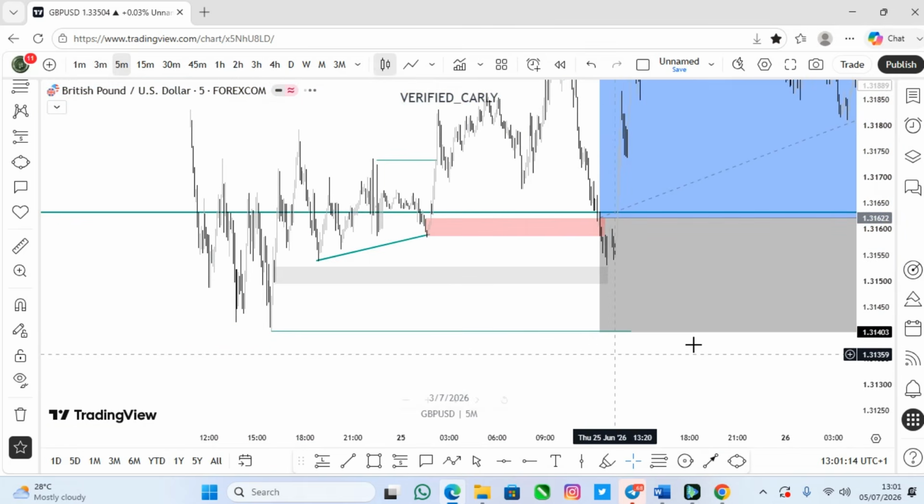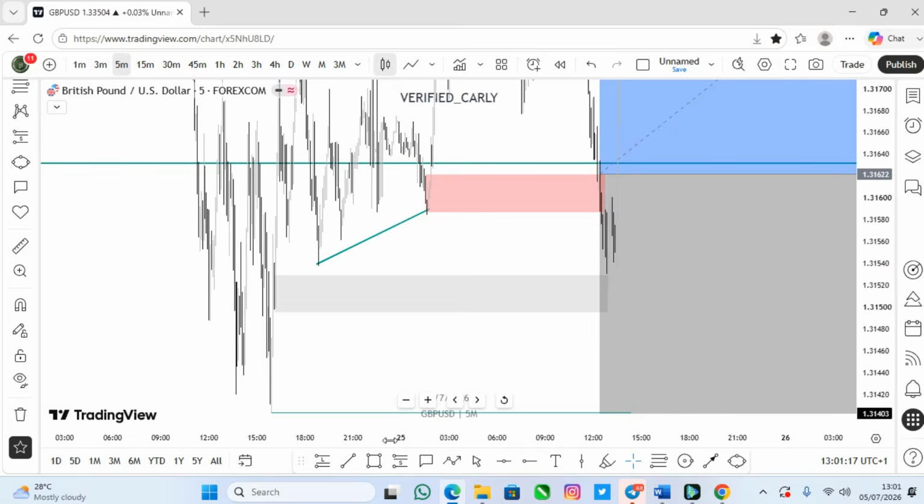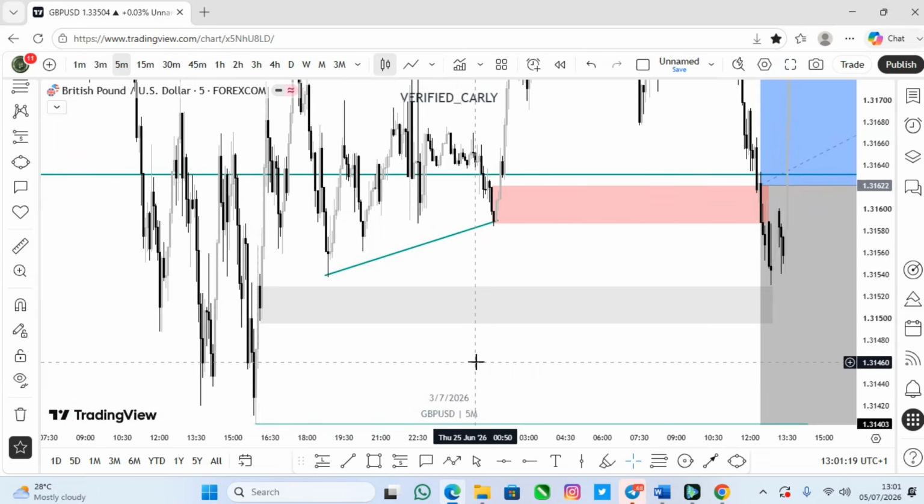I cannot use that. So when I went lower on the lower time frame, I spotted the zone clearly, right? This is the zone.